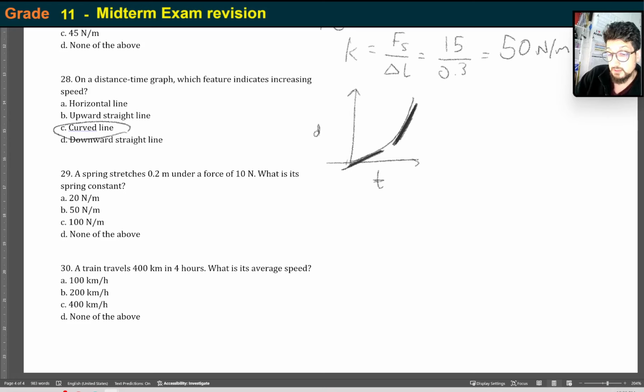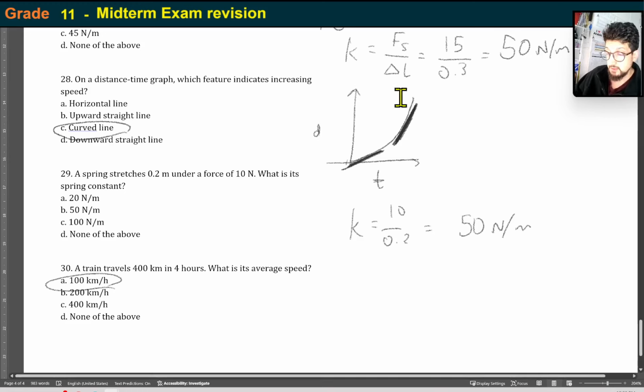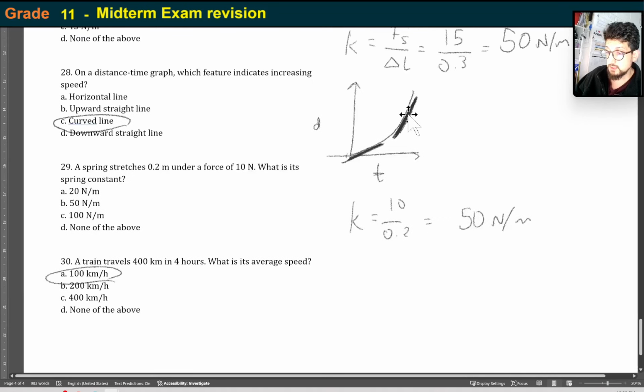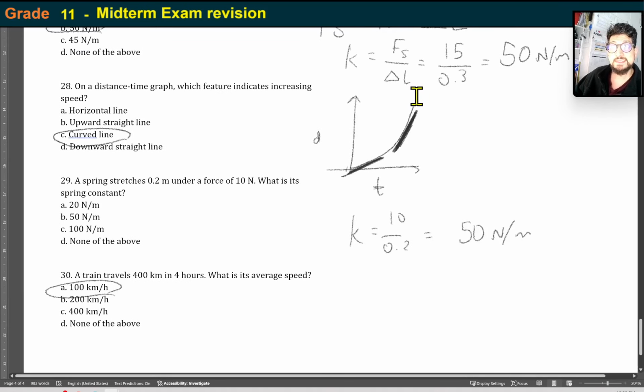Okay, a spring stretches 0.2 meters under a force of 10. What is the spring constant? It's exactly the same as the one before. 10 divided by 0.2 equals 50 newtons per meter. Okay, and a train travels 400 kilometers in 4 hours. What is the average speed? Once again, it's going to be 100 kilometers per hour. And that's that. Great. Fantastic. We did it.